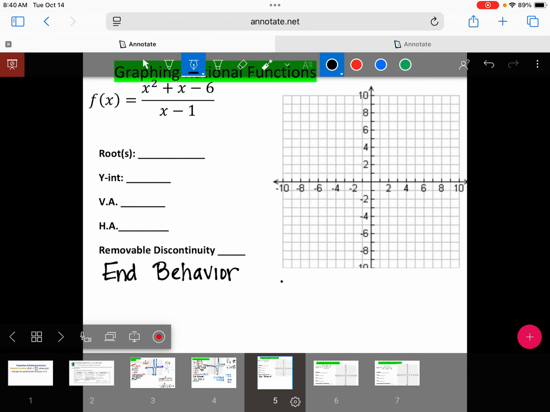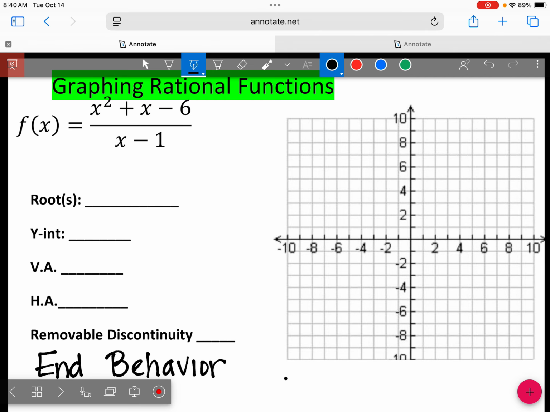Sorry, y'all, I keep changing it. This is the one we're working on now. That's the one. So it's x squared plus x minus 6 over x minus 1.